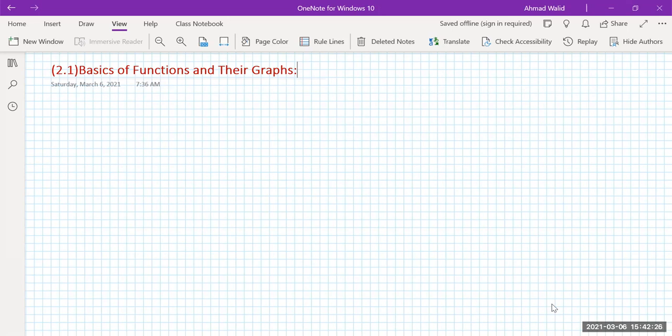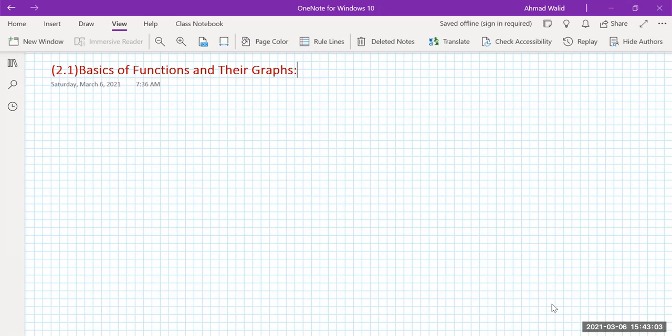Again, it's a topic that you studied before, some of you maybe, but my plan is to start explaining functions from very basic ideas, then we slowly build our knowledge and study everything about functions, correct? Anyway, 2.1 is basics of functions and their graphs.